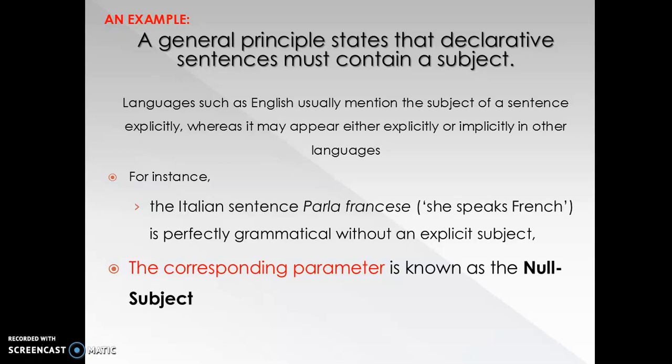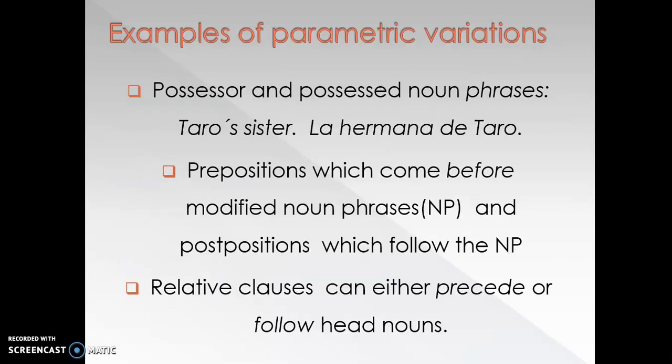For instance, we have the Italian sentence "Parla francese," she speaks French, which is perfectly grammatical without an explicit subject. Habla francés. The corresponding parameter is known as the null subject. Is that clear? So that is a variation, in Spanish and Italian, for example. So the parameter is the null subject. Another, the possessor and possessed noun phrases, for example, Taro's sister, la hermana de Taro. Okay, so that is another parametric variation.